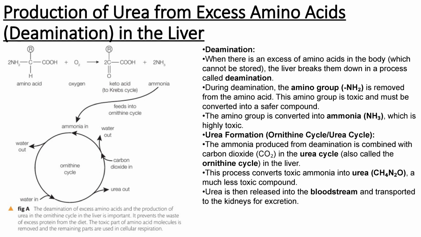So, this process allows the body to safely remove excess nitrogen from the breakdown of amino acids, ensuring that ammonia does not accumulate to toxic levels. And this urea cycle is crucial for nitrogen waste management in the body and is essential for amino acid metabolism.